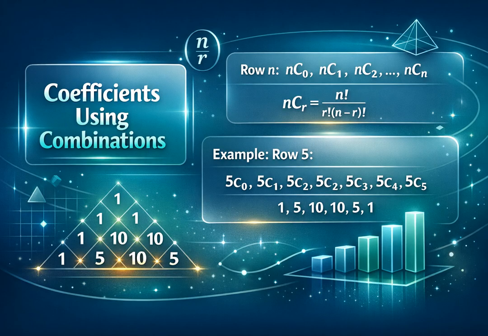Row n contains nC0, nC1, nC2, all the way to nCn. Remember, nCr equals n factorial divided by r factorial times (n minus r) factorial. For example, row 5 gives us 5C0, 5C1, 5C2, 5C3, 5C4, 5C5, which equals 1, 5, 10, 10, 5, 1.